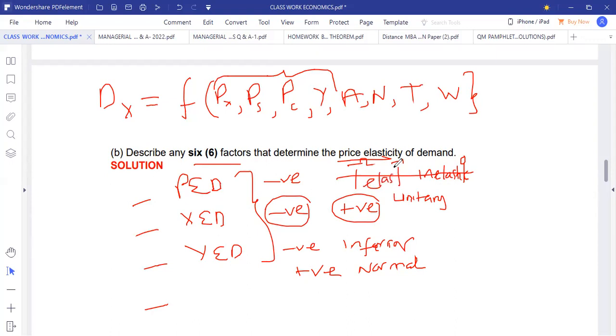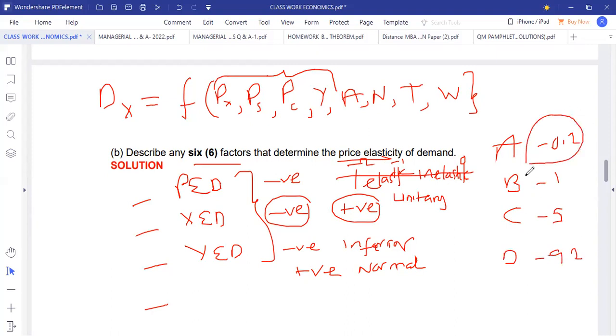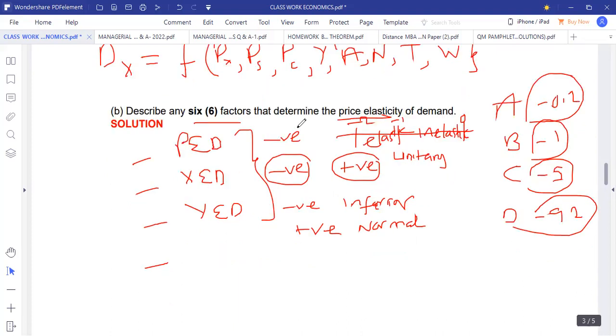Elastic. So if you have figures like A is -0.2, B -1, C -5, and D -9.2. Anything starting with a 0 is inelastic. So this is inelastic. This is unitary. This is elastic, and this is very elastic. So you need to know how to interpret and know each of these.